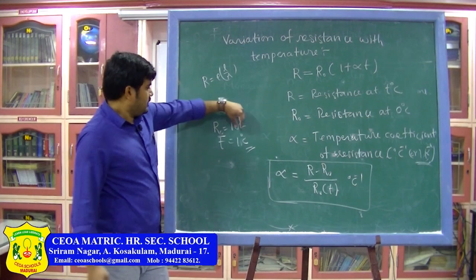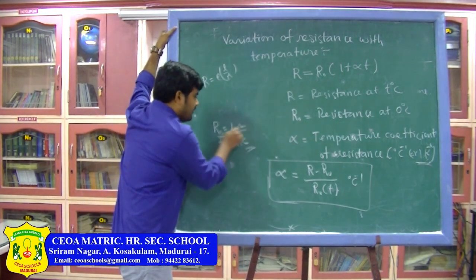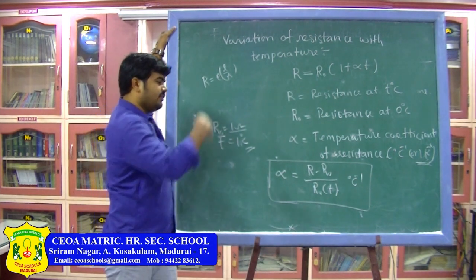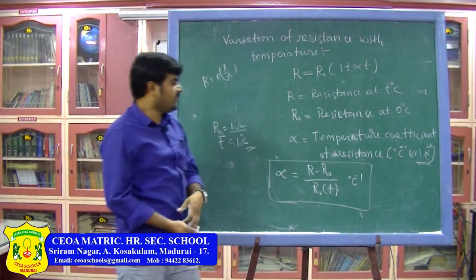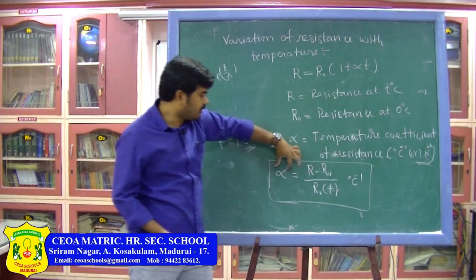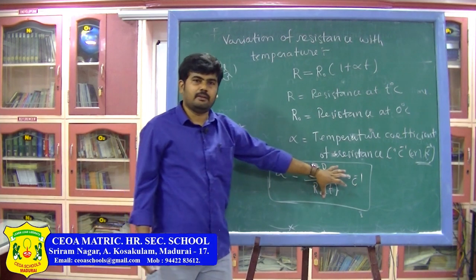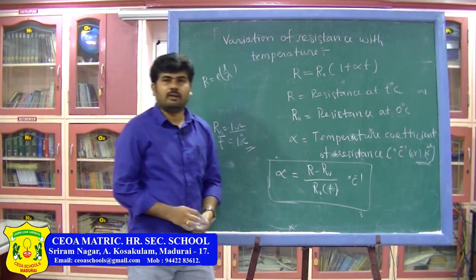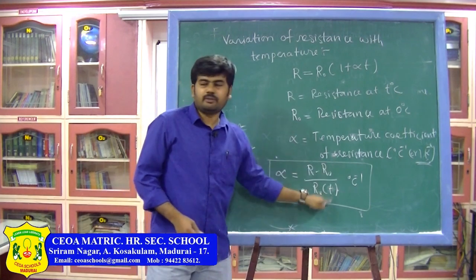It is resistance at 0 degree Celsius. Suppose if its value is 1 ohm, and if you raise the temperature by 1 degree Celsius, then how much resistance is changing? That value is equal to the temperature coefficient of resistance of that material. That is the definition of alpha. Now let us see some other formulas related to this alpha.